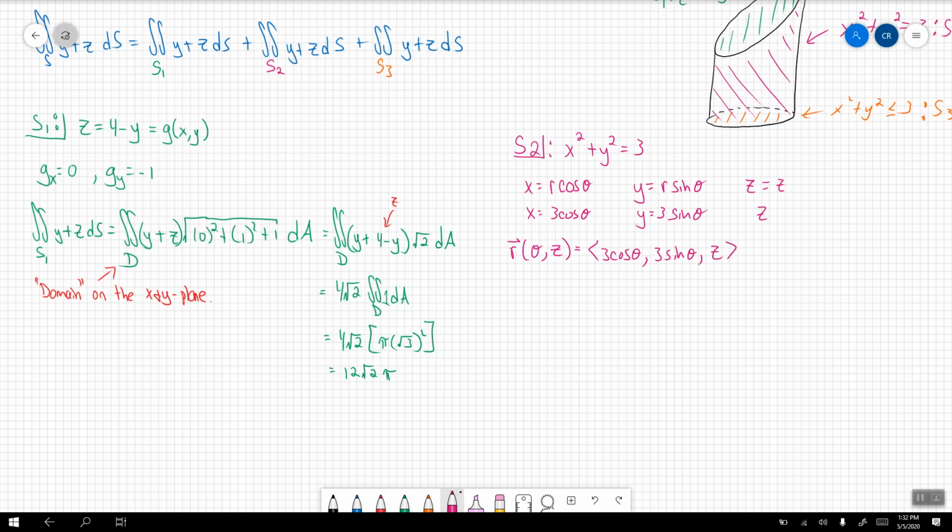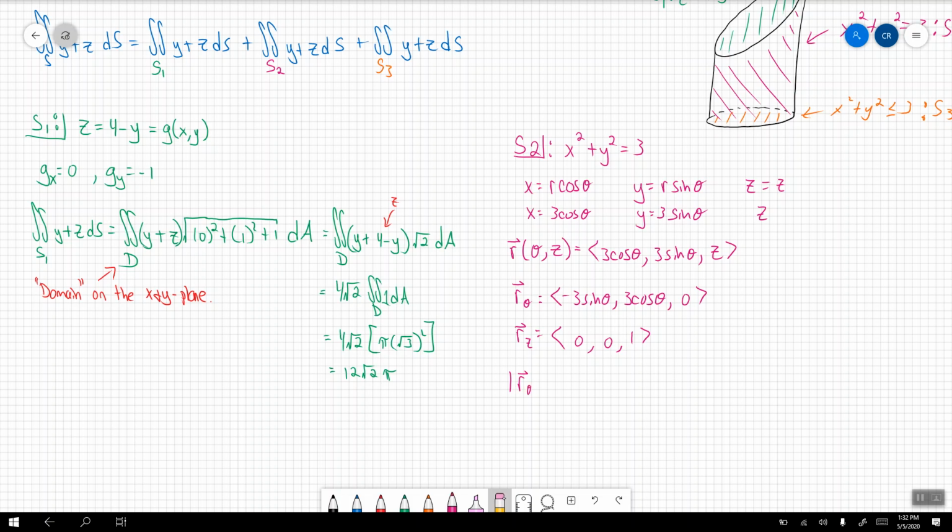And now I need to take these partial derivatives so that I can find the cross product. Alright, partial derivative with respect to theta, this is going to be 3 sine theta. This one's going to be 3 cosine theta, and that's going to be 0. And then partial with respect to z, that's going to be 0, 0, and then 1. Alright, looking pretty good. So we can now take the cross product.